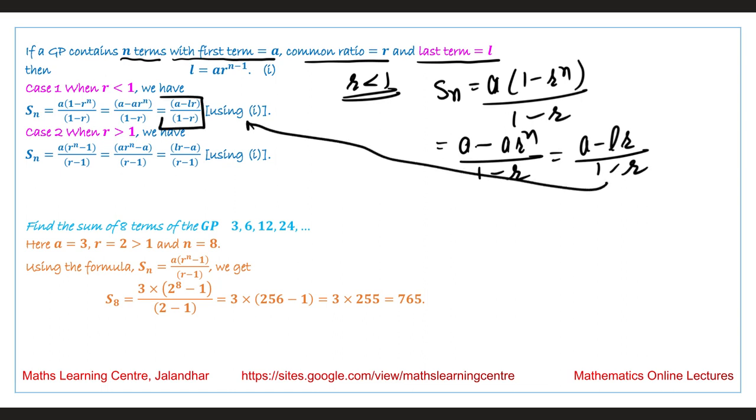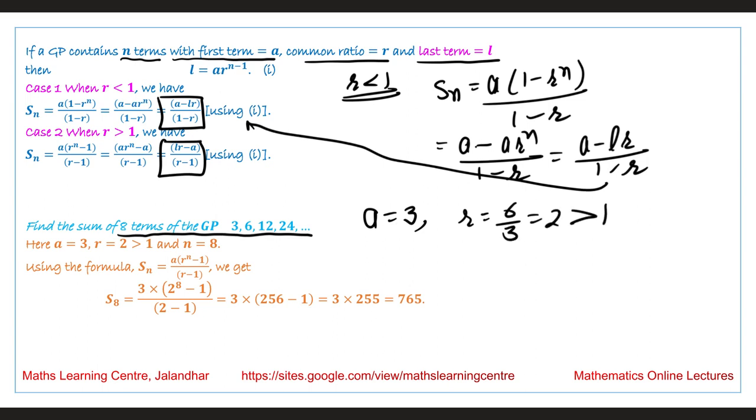We have this result. Similarly, when r is greater than 1, it is lr minus a over r minus 1. So based upon this, we have this question: find the sum of 8 terms of the GP given over here. The value of a is given to be 3. The value of r is 6 by 3, which is equal to 2, which is greater than 1. The value of n is 8.